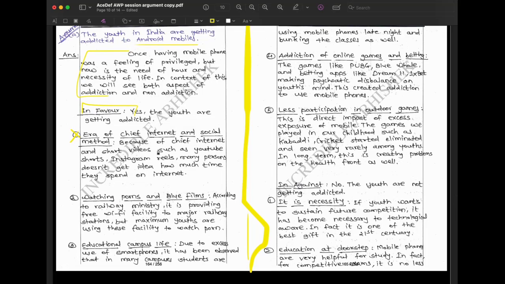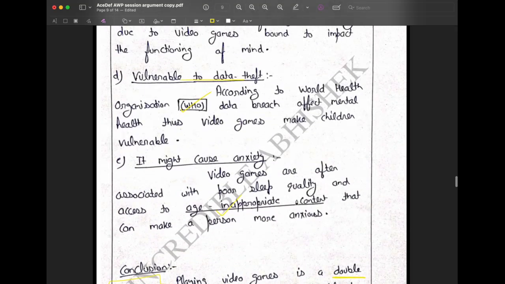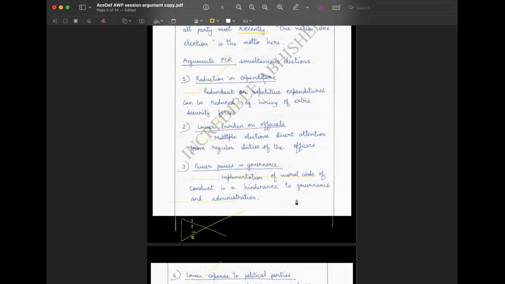आप देख रहे हो कितनी neat copy है. By seeing itself you understand what he is writing. You know what he is talking about. So this is the kind of clarity you need to achieve in writing this.